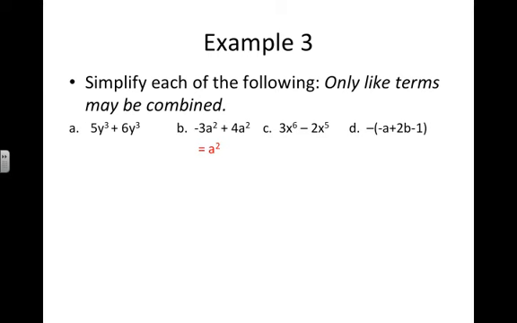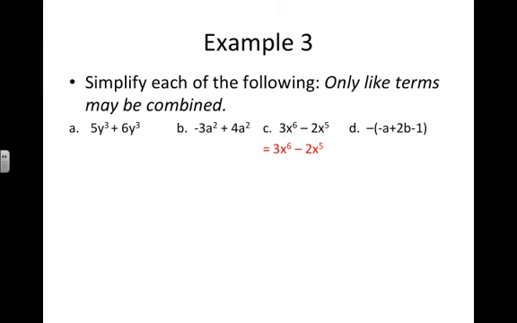All right, so 3x to the 6th minus 2x to the 5th. Well, both terms have x's, but they have different powers. So there's nothing we can do about that. That's as simplified as it gets. It's just 3x to the 6th minus 2x to the 5th.